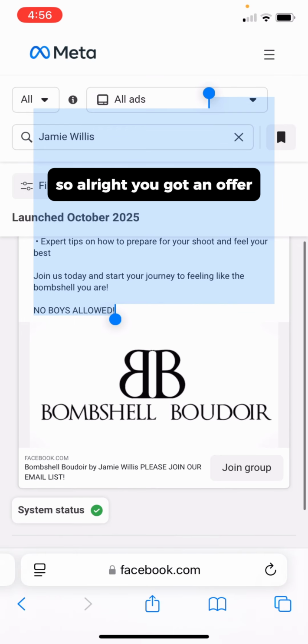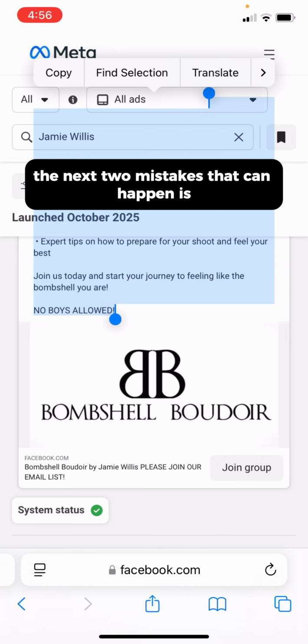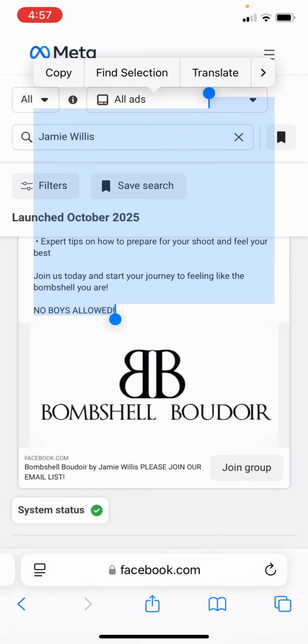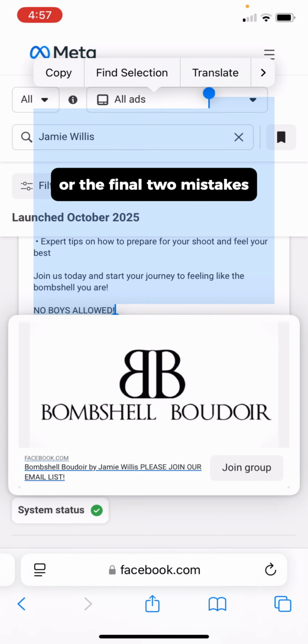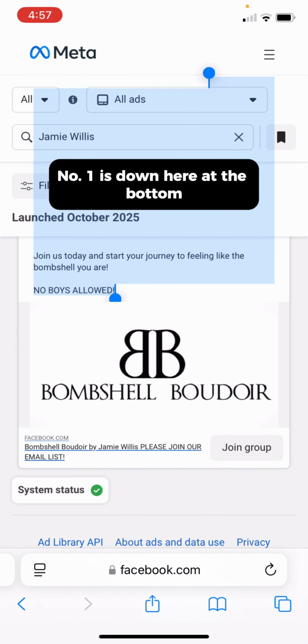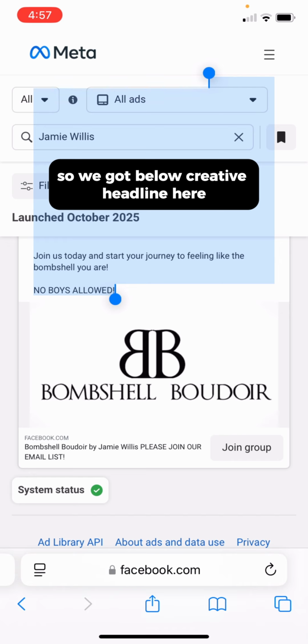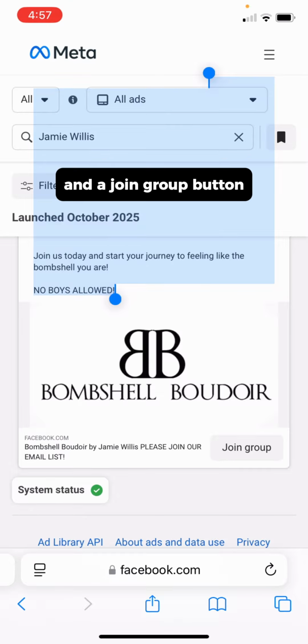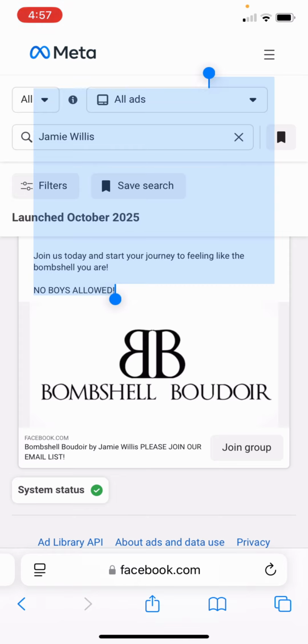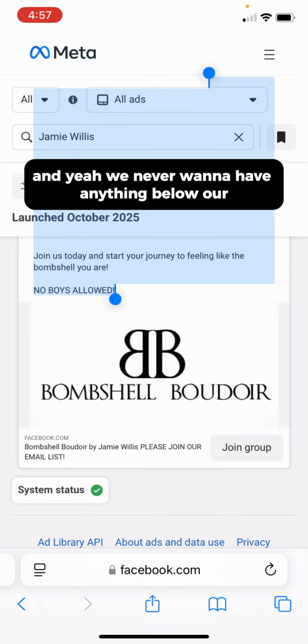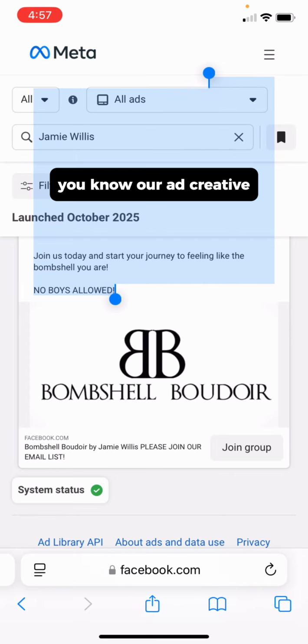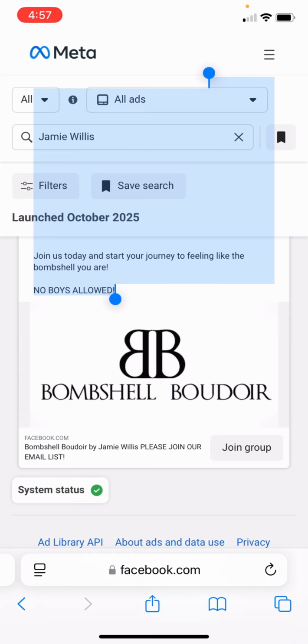So, all right, you got an offer. The final 2 mistakes. Number 1 is down here at the bottom, which is we never ever want anything below our creative. So we got below creative a headline here and a join group button. And yeah, we never want to have anything below our ad creative. So this is for mistake 9.